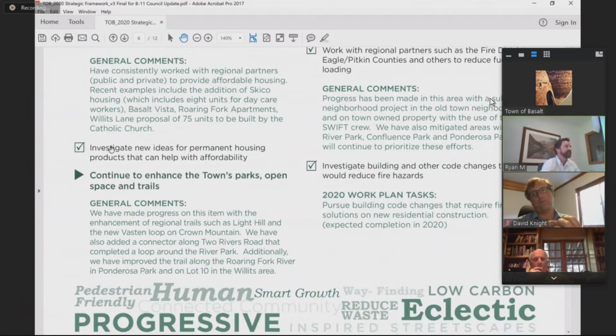And lastly here, we investigate new ideas for permanent housing products that can help with affordability. I think that is certainly reflected here, and this is going to be an ongoing conversation, we know.